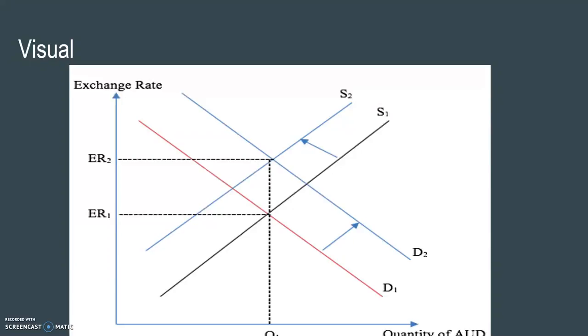The visual representation of this information shows us that the demand curve shifts to the right and the supply curve shifts to the left. So overall, we see that the exchange rate in terms of the dollar is appreciating against the pound.